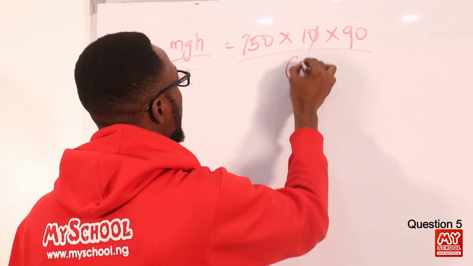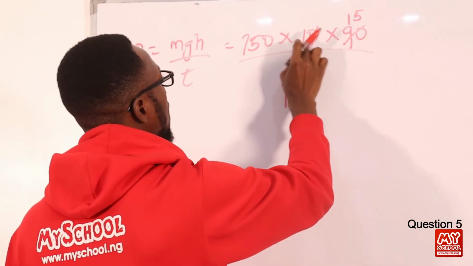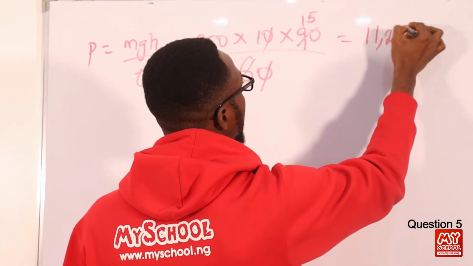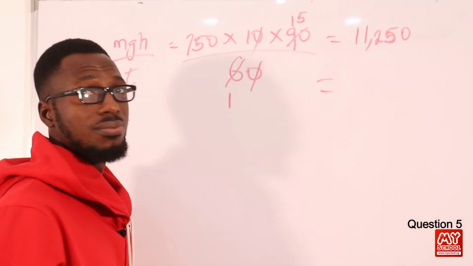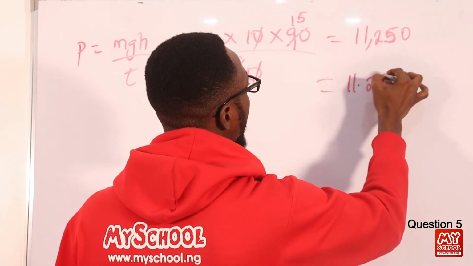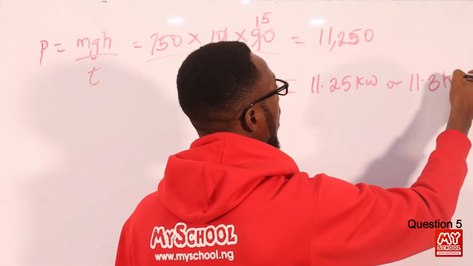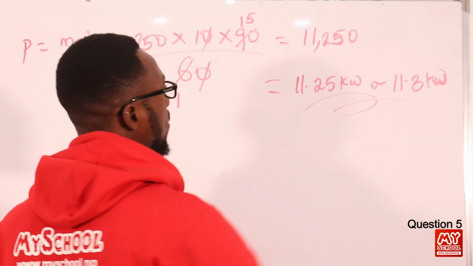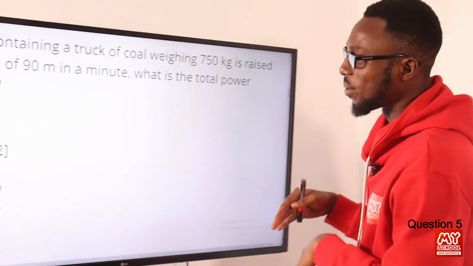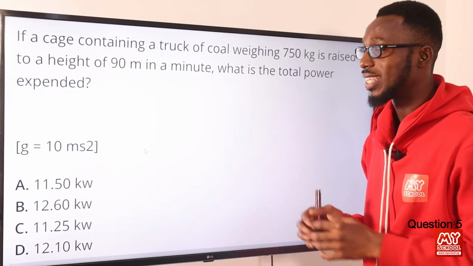Right, so I can have 6 here, 1, 6 here, that should be 15. So 15 times 1, that is 15 times this. I should have 11,250. All right, so if I'm going to bring that to kilowatts, that should be 11.25 kilowatts, or you can have 11.3 kilowatts. So let's see what the options present. Okay, so let's go back to the screen. So 11.25 kilowatts or 11.3 kilowatts. Yeah, we have 11.25 kilowatts, option C. So option C is the correct option.